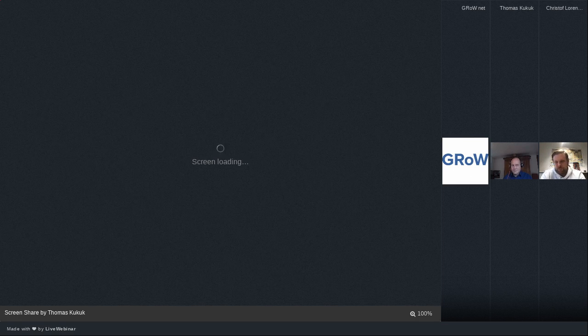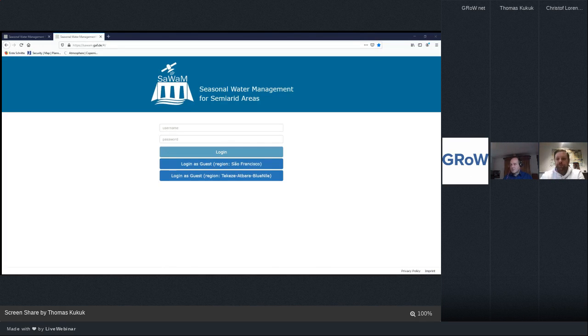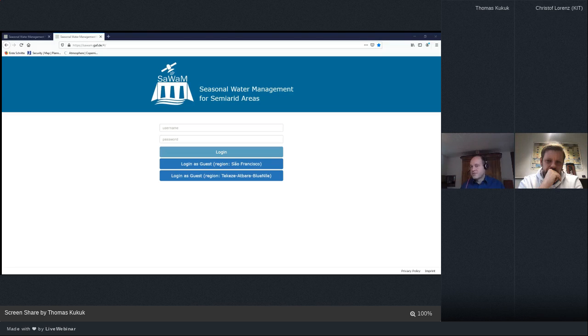So I will change now to the tool. What you can see here is the actual entry page. Usually you should use a login. We have some colleagues and project partners who will provide some sensitive data in future as well. For this we protected the system, but at the moment you can see there's a login or guest login for San Francisco. This is the area in Brazil where we are working, and the second one is the region in southern Sudan, covering parts of Ethiopia as well. So this is the second login. At the moment, you don't need any credentials.